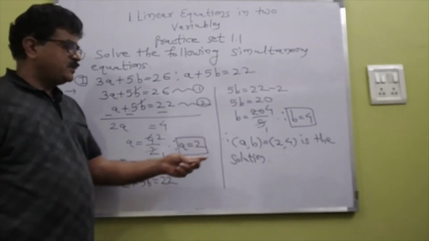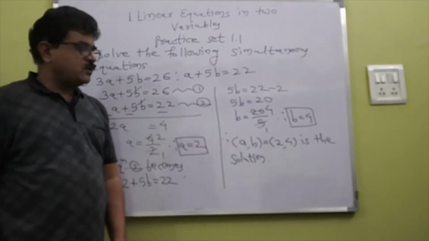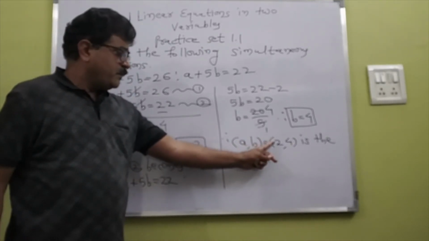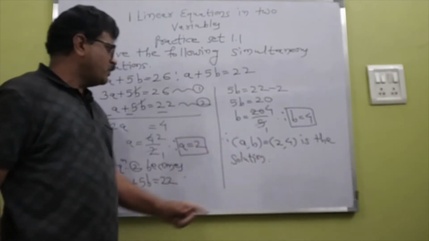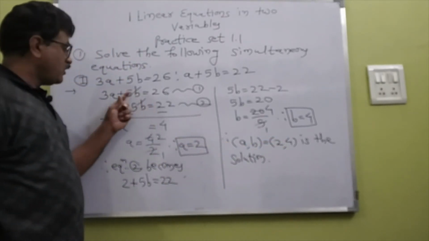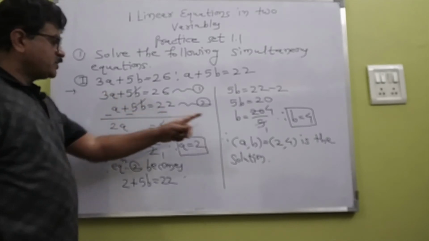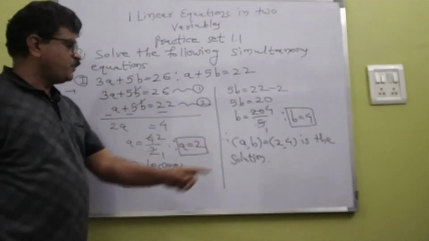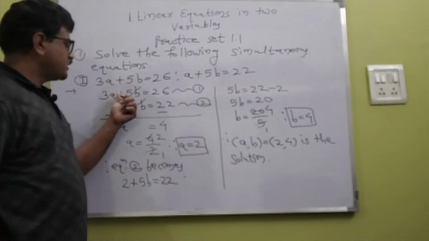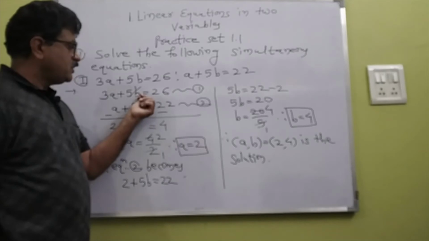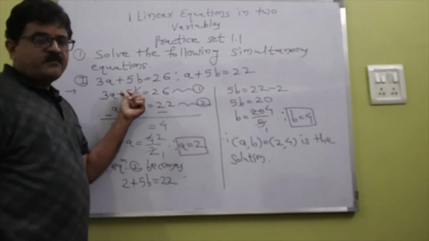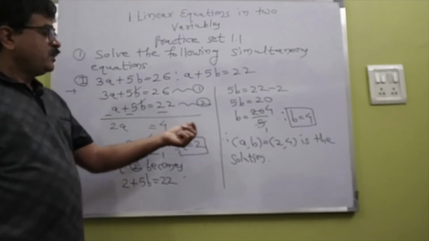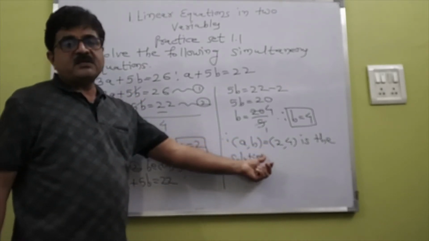Now let us see whether our answer is correct or not. If we put the value of a is 2 and b is 4 in any equation of this, now 3 into a is 2, 3 into 2 is 6, plus 5 into b is 4, 5 into 4 is 20, 6 plus 20 is 26. Both sides are equal, therefore this satisfies these equations. Therefore (a, b) is equal to (2, 4) is our correct answer.